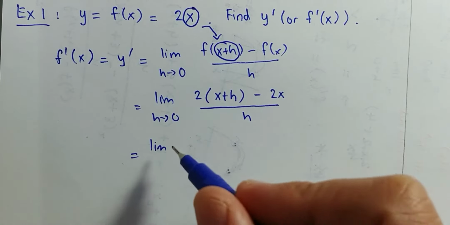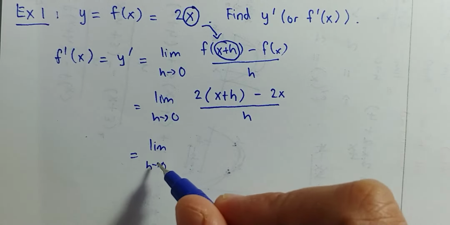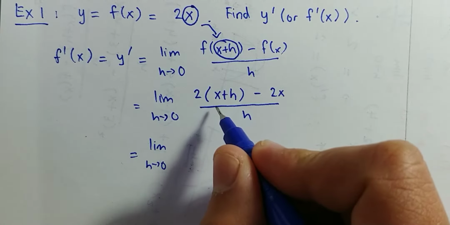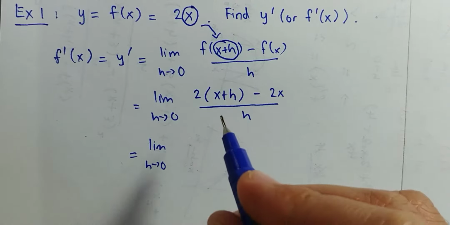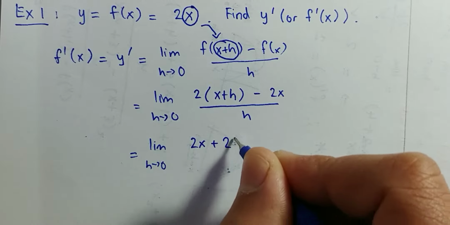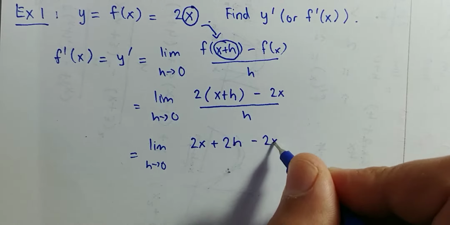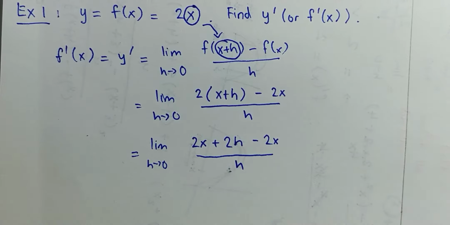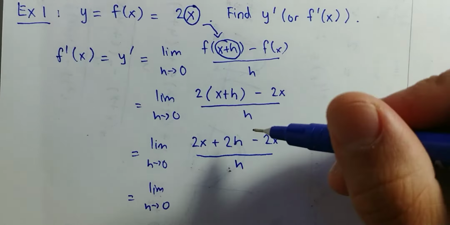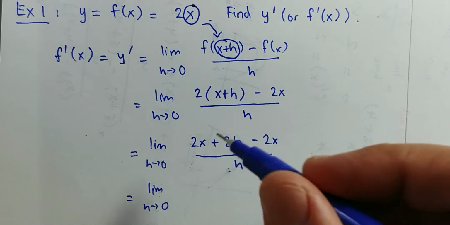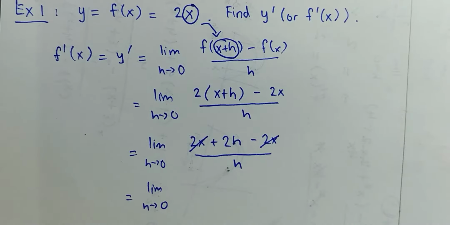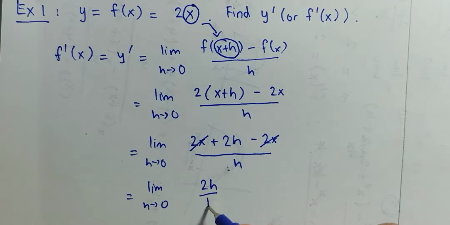It's a bit annoying that you have to keep writing this limit from h going to 0 all the way down. But anyway, I'm going to use basic algebra skills here. I'll just expand it out, and I'll get 2x plus 2h minus 2x all over h. Before I move ahead, I'll just cancel it out first, and I'll get 2h all over h.